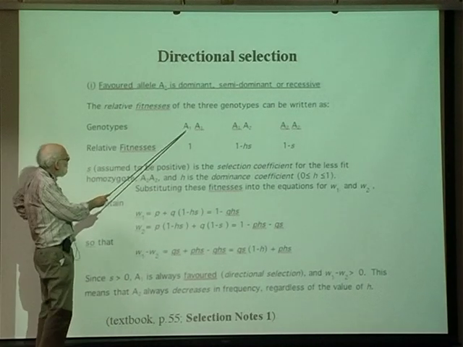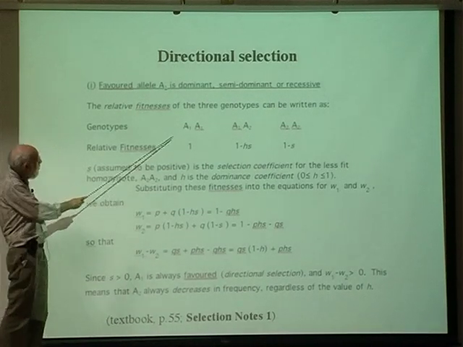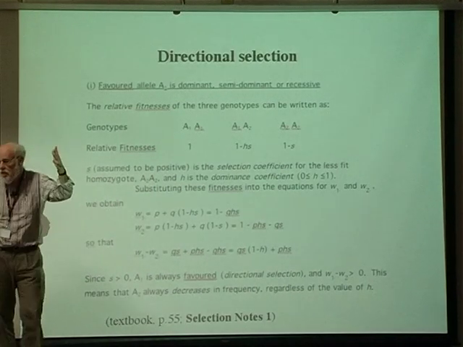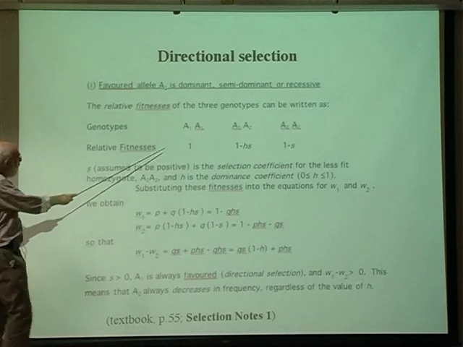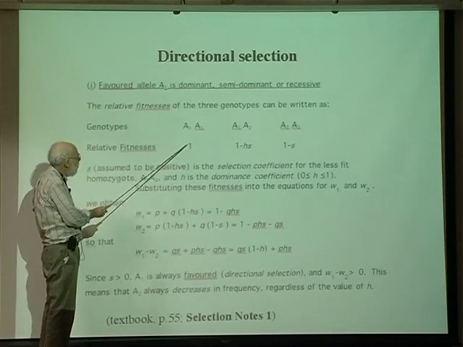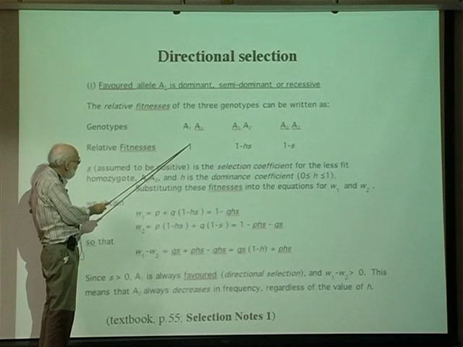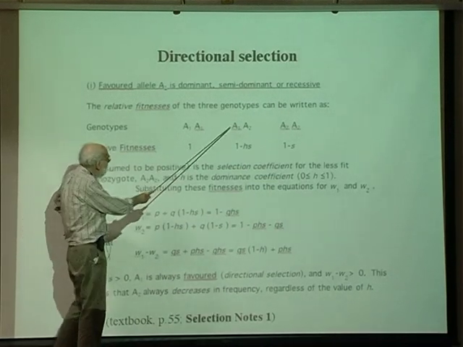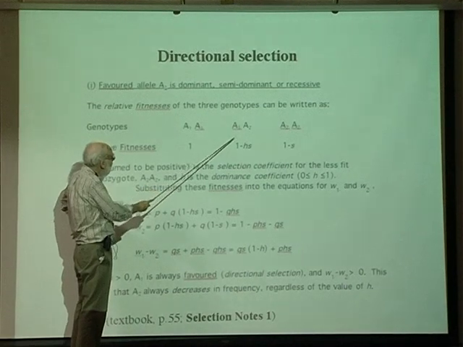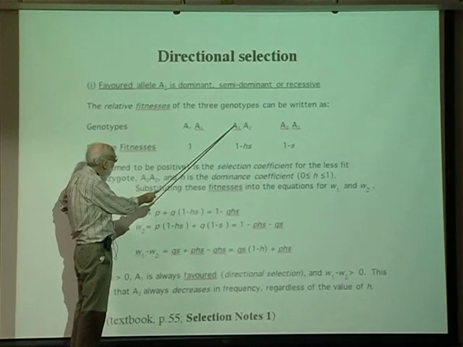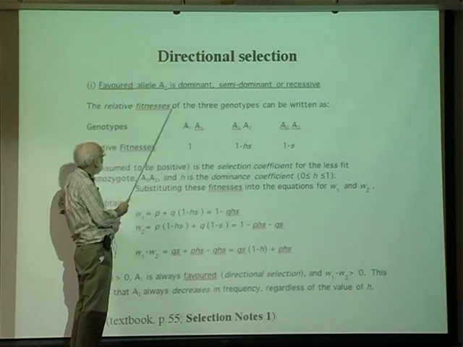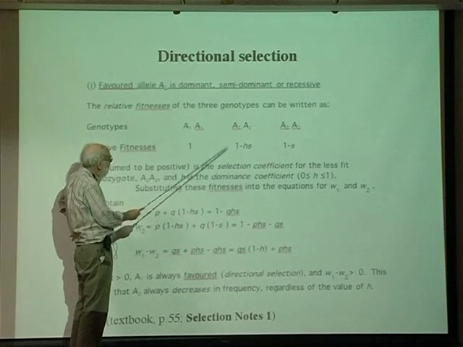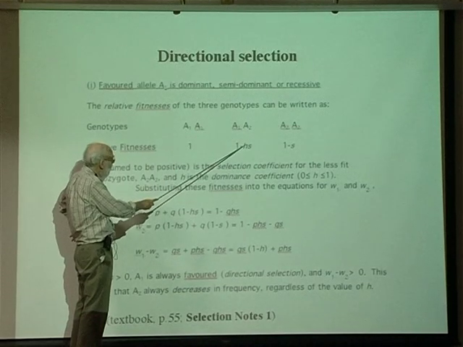So I'm going to choose A1 A1 as the genotype. So we divide everybody's fitness by this genotype. It's the best genotype, the optimum genotype, the one with the highest fitness in this case. But it doesn't have to be, but we'll take it. This one is the standard, so it's got fitness 1. This is the fitness of A1 A2 divided by the fitness of A1 A1. That will be a little bit less if A1 A1 is the best genotype. Let's call it 1 minus HS.